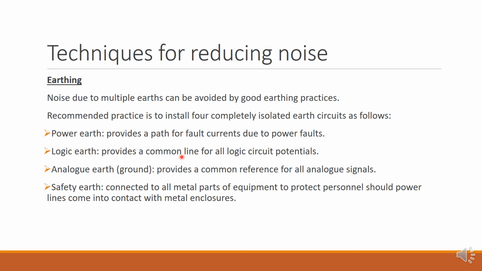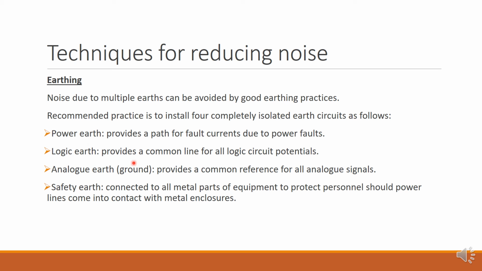Okay, so the recommended practice is to have completely isolated earth circuits. For example, here we have four kinds of isolated earthing or grounding: power earth, logic earth, analog earth, and safety earth. Power earth provides a path for fault current due to power faults, so this is connected to the power earth.